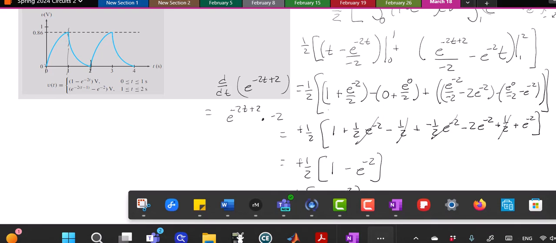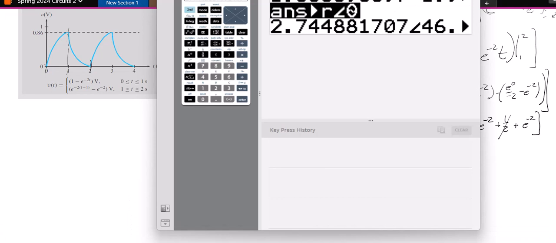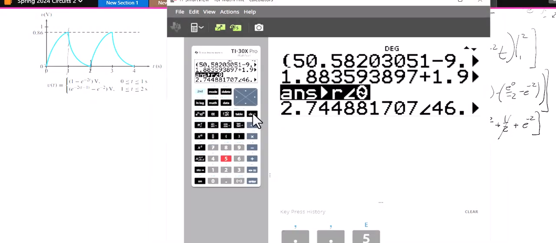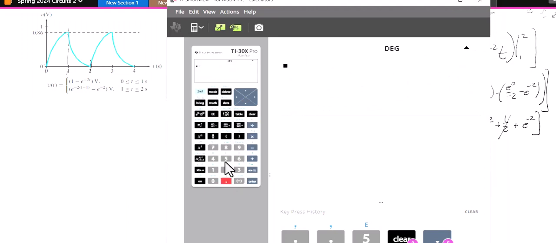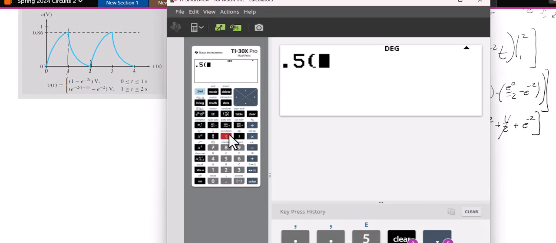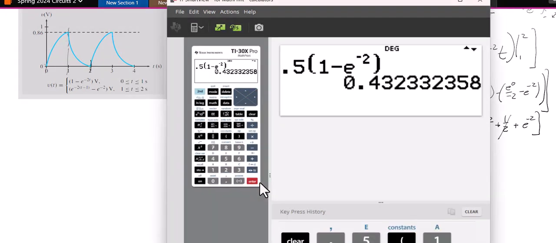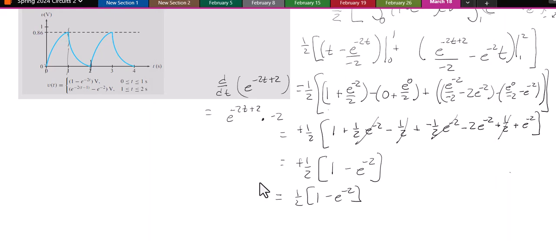And then if we get that, I thought I had my calculator open. So 0.5 times 1 minus e to the negative 2 is 0.432 volts.